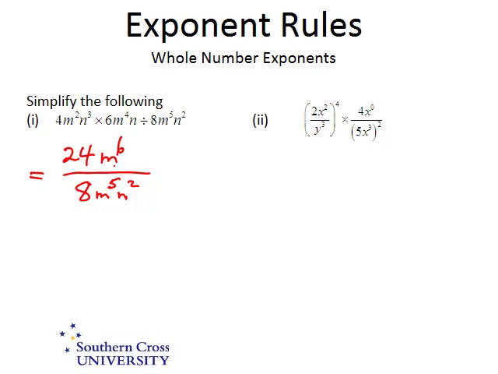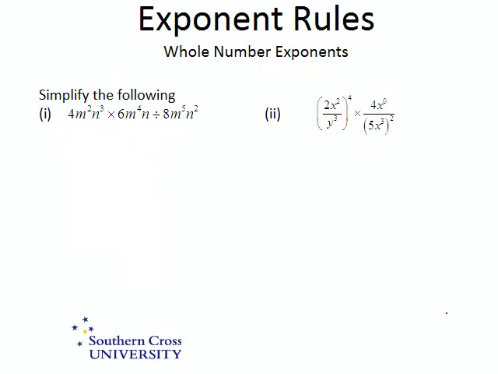I won't do the working attached with that. And n to the power of 3 times n to the power of 1 is n to the power of 4. Now doing the dividing, 24 divided by 8, 3 8s are 24. That becomes m to the 6 take 5, which is 1, and n to the 4 take 2, which is 2. And that can be just simply written as 3mn squared.